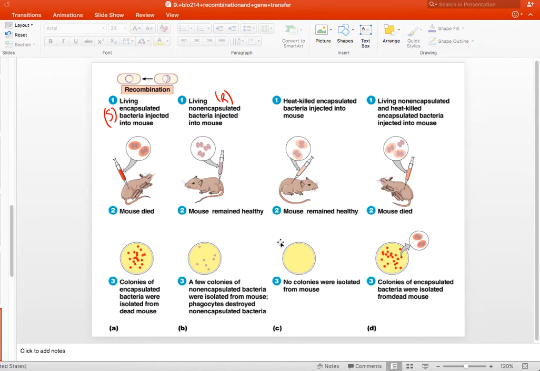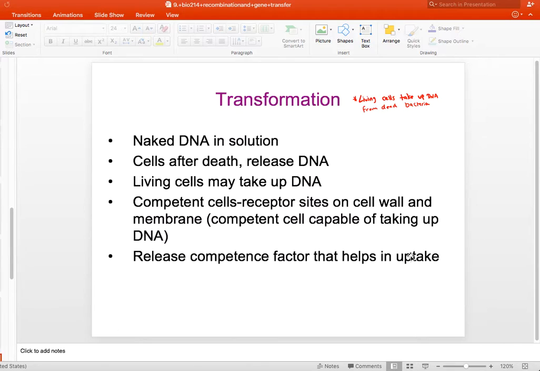So the whole Griffith experiment was recombination. You had the S and the R cells. The R cells right here would be transformed into S cells because they would take up the S cell DNA. So transformation is naked DNA in a solution. Cells after they die may give up their DNA, and then the living cells may take up the DNA. The competent cell receptor sites in the cell wall of the living cell may help take up the naked DNA, and so do competence factors.